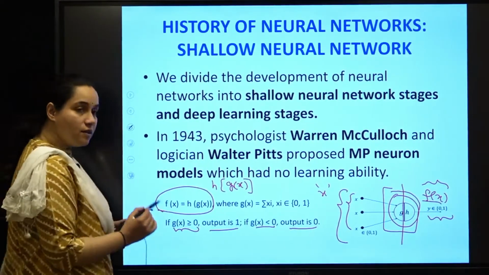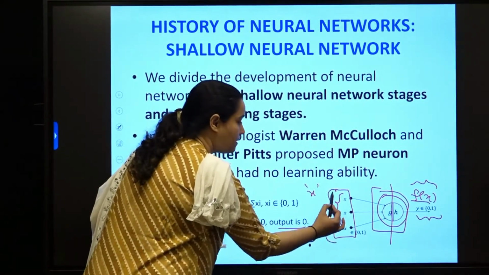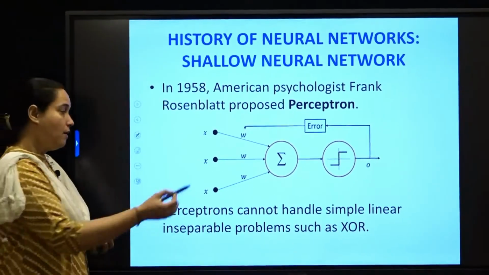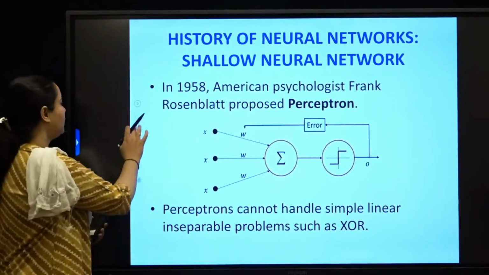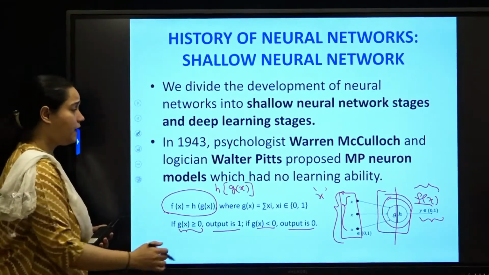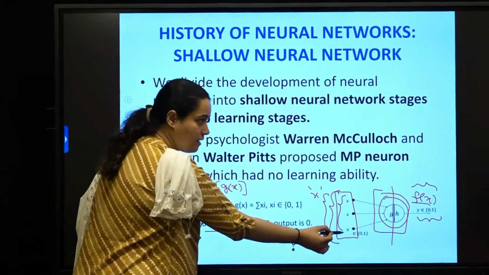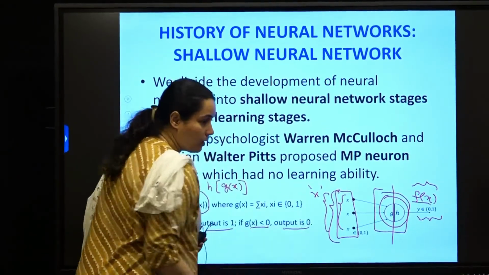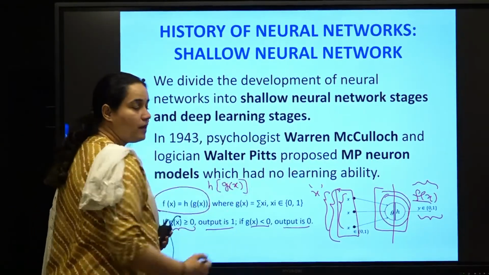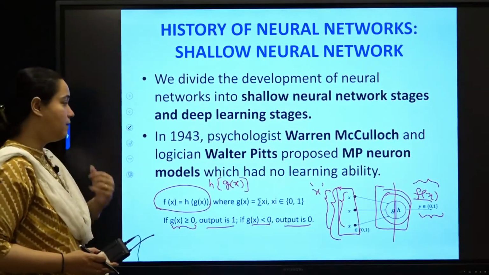So what is this g of x? G of x is nothing but the sum of all these inputs. These input values could actually be 0 or 1. That means if any of these inputs is 1, then adding all of these you will get a g of x as 1. If g of x is 1, then definitely the output of that part is going to be 1. Any one of the inputs should be 1.